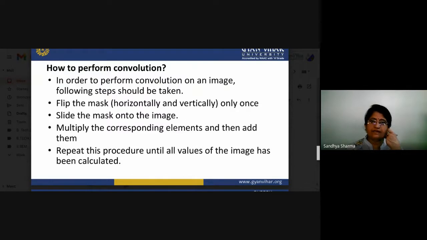In order to perform convolution on an image, we have to remember the steps. Flip the mask horizontally or vertically, slide the mask onto the image, multiply the corresponding elements, and then add them. Repeat this process until all values of the image have been calculated. We can see this in our diagram.